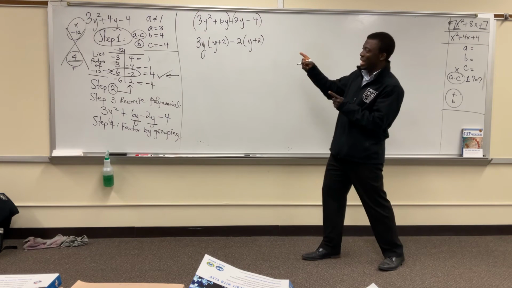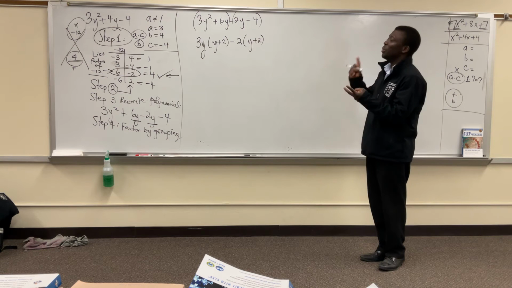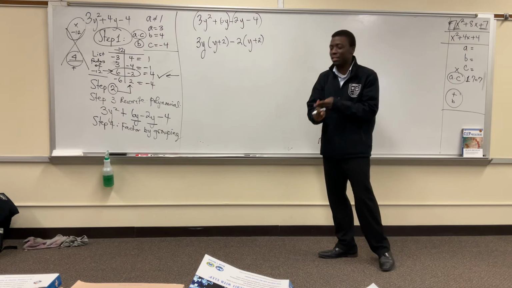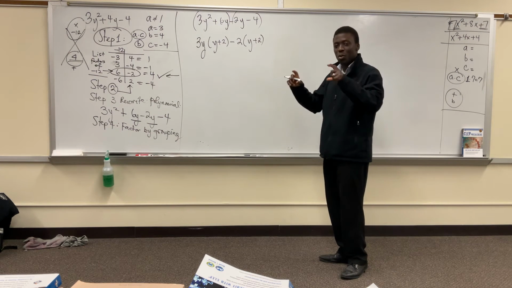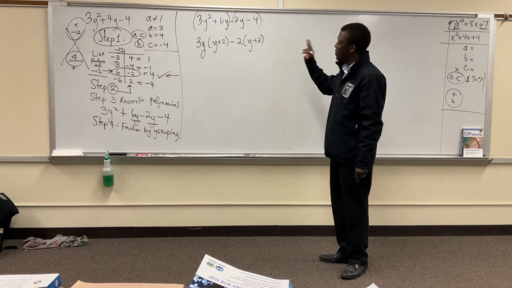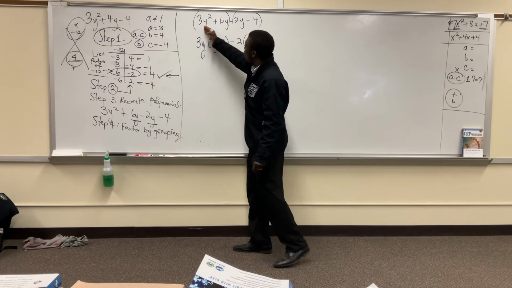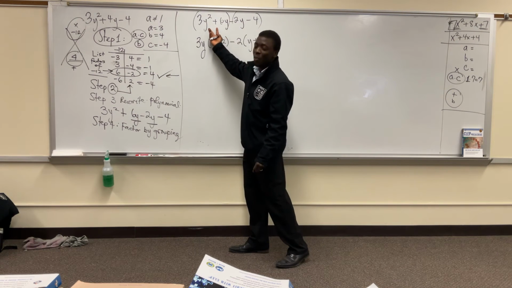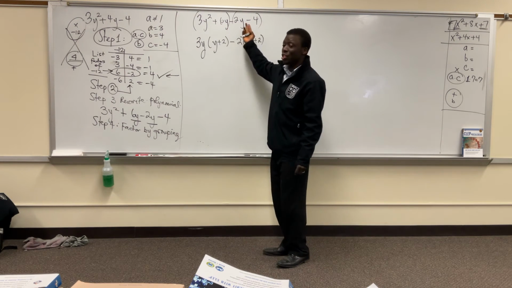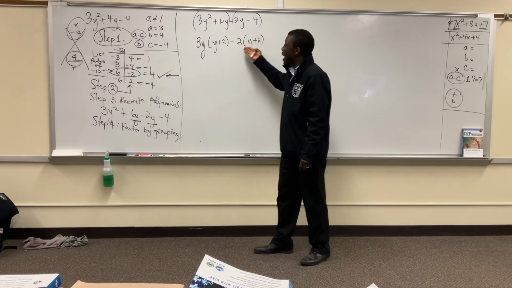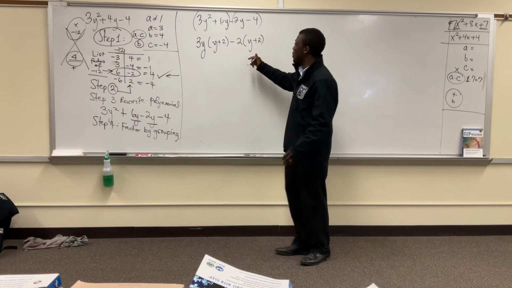So, step 1, a, c, and b. Step 2, what two numbers multiply to give ac and add to give b. Step 3, rewrite the polynomial with a new b. Step 4, factor by grouping. Here's the beautiful thing: because you took out what was common in the first two terms and what was common in the second two terms, now you have something common between the two terms. That's the beauty of this.